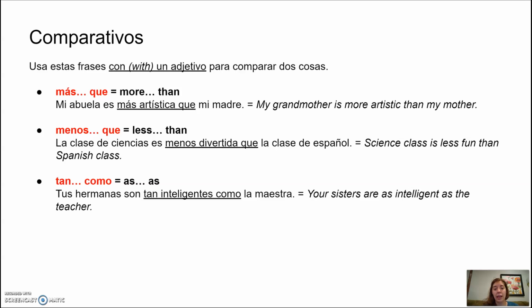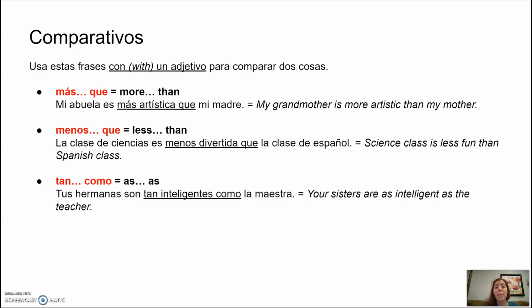Más artística que. Here you can see that the ellipse that I have is showing where that adjective is inserted in the phrase. The adjective artística describes mi abuela. So here we say mi abuela es más artística que mi madre. The word que in this phrase means than, more artistic than.